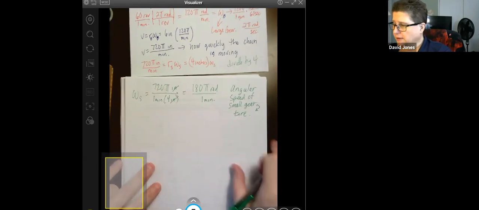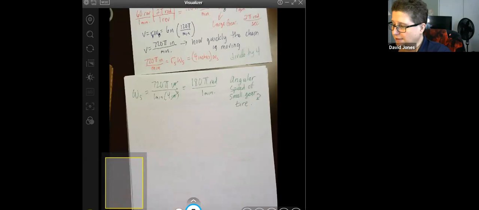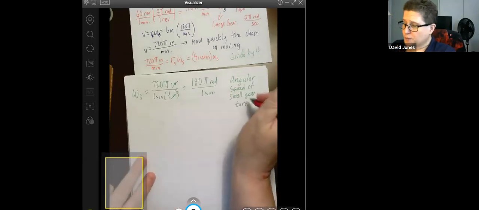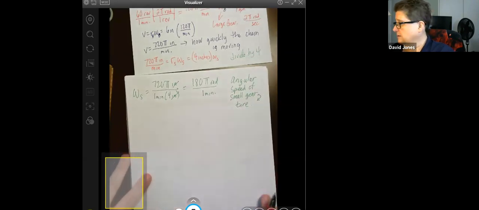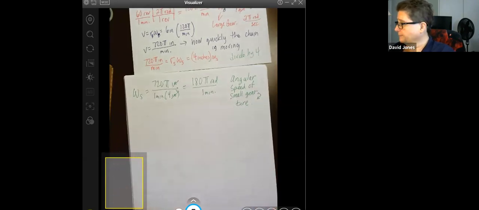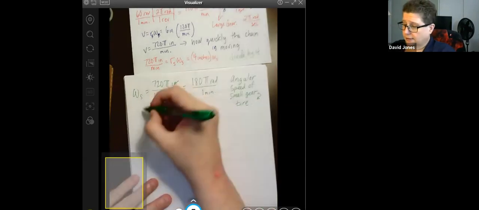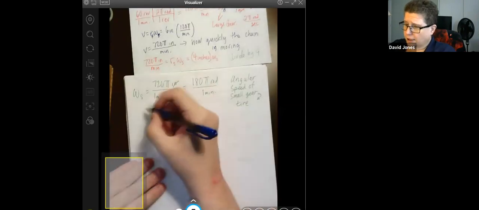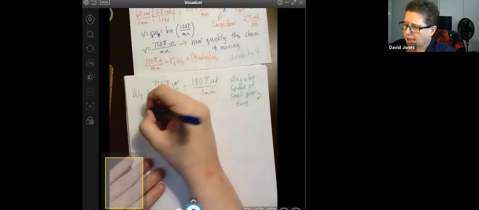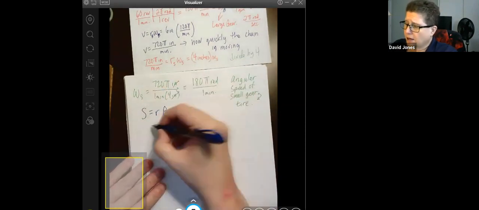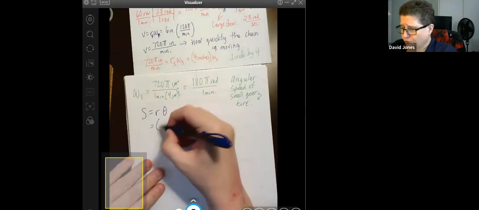Okay. And so what can we do now? Now we know the speed that the tire is turning at. We know its radius. We can find out the distance it goes. Right? How do we do that? We're looking for the arc length. The arc length is the outside of the tire. How far is the outside of the tire moving? S equals r theta. R is 2 feet.